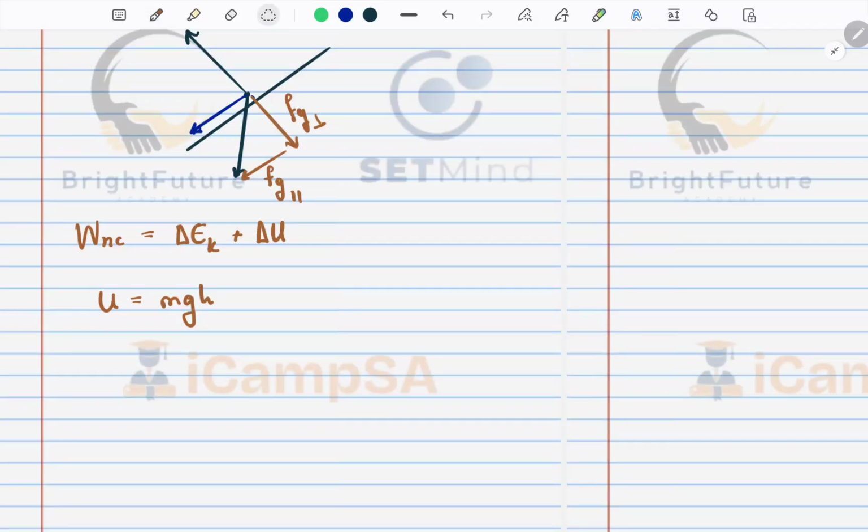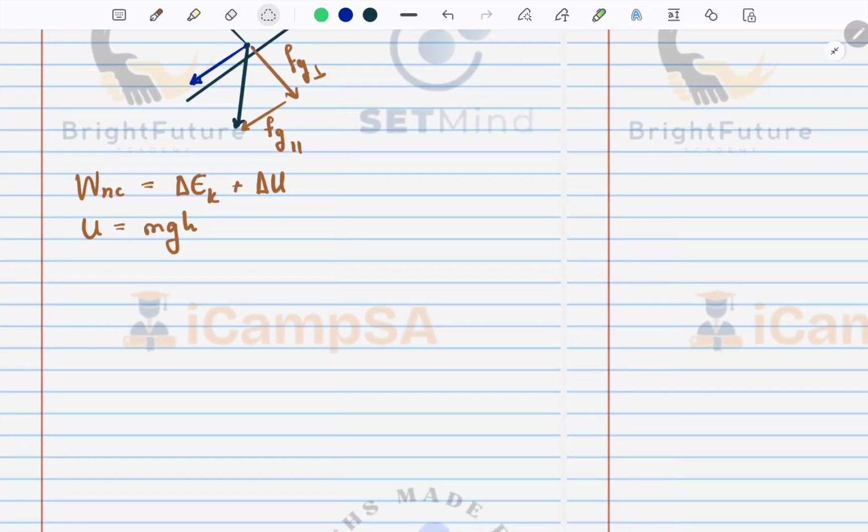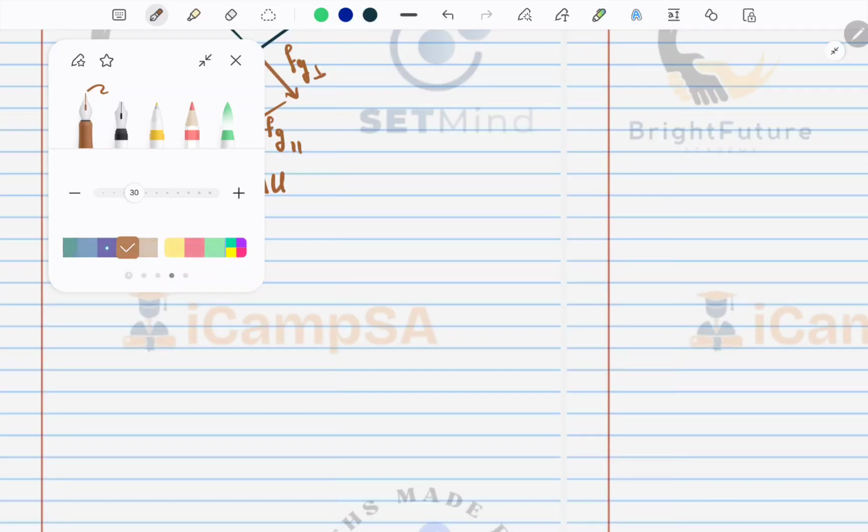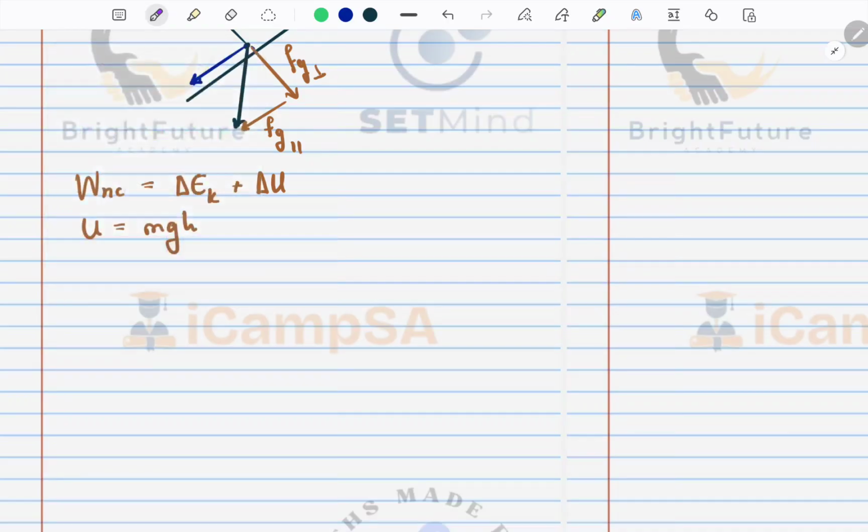All right. So now, again, let me ask you a silly question. Is gravity a non-conservative force? So when we have this work done, are we going to add gravity, or a component of gravity, into that? Okay, the answer is no. Gravity is a conservative force.